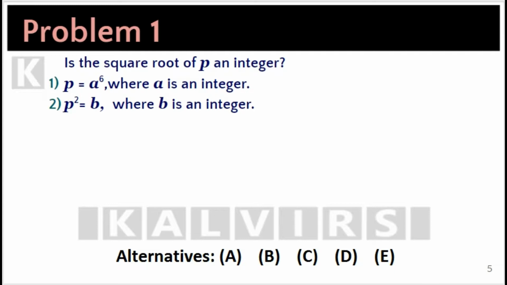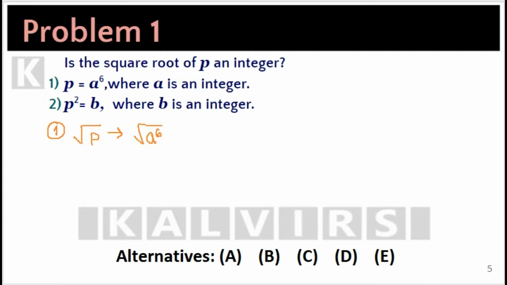Since the question stem does not give information about P, we're going to start with statement 1 alone. From statement 1, P is a to the sixth power, where a is an integer. Therefore, the square root of P is the same as the square root of a to the sixth power.